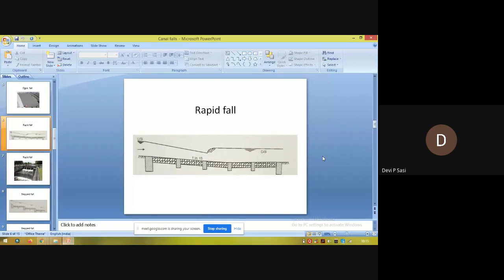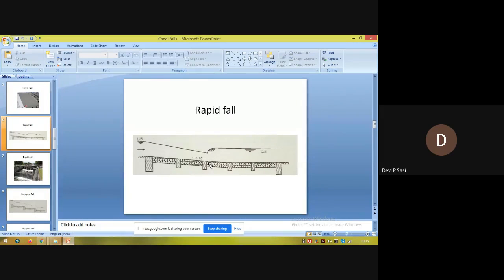Now the next one is rapid fall. Rapid fall consists of a glacis, which has a slope between 1 in 10 and 1 in 20. In the picture you can see that the rapid fall has a slope of 1 in 15. The slope can range between 1 in 10 and 1 in 20 for a rapid fall.